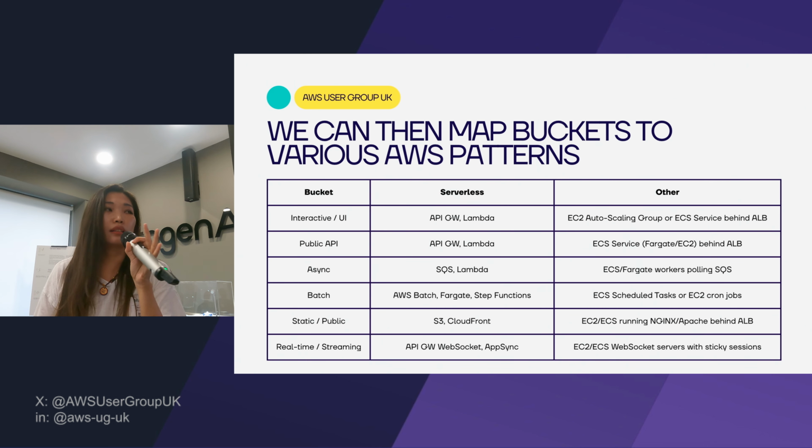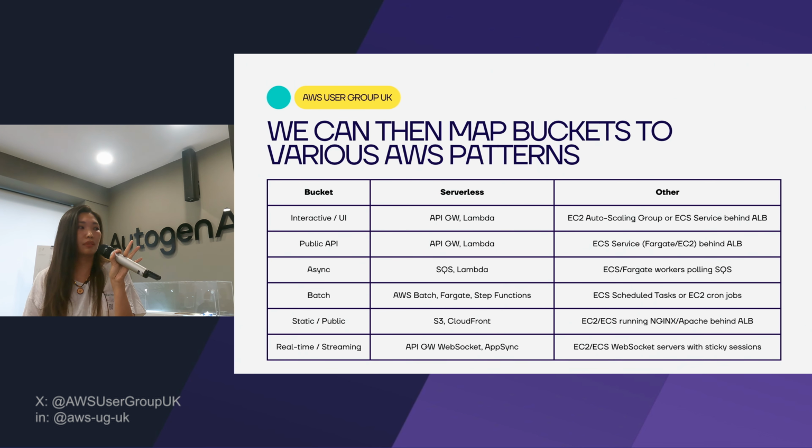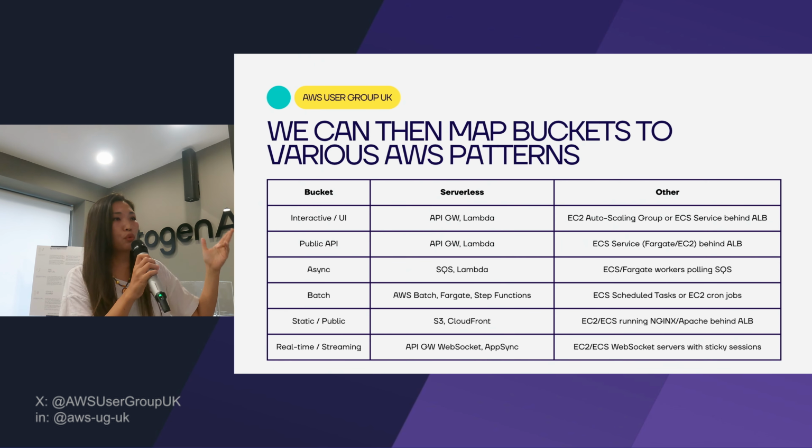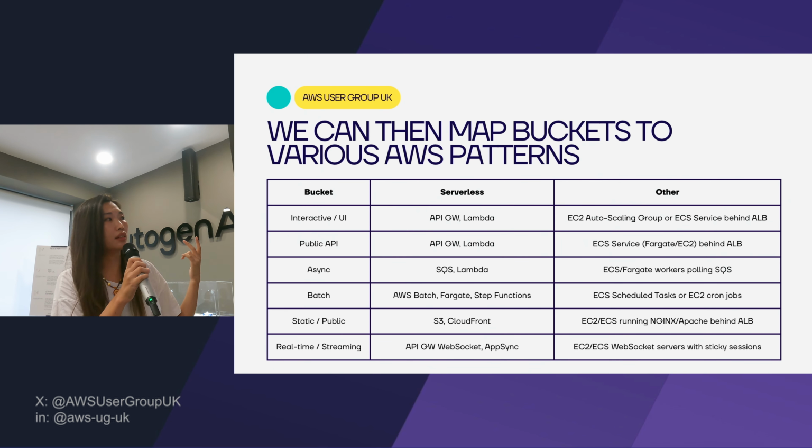Okay, this is an example. It's not a comprehensive table, just an example of what I mean when I say it's an important step to categorize your features into buckets. You can group them, so you already have at this stage an idea of what kind of AWS services you're going to be using for the project.